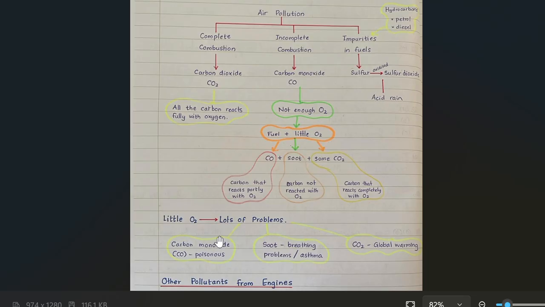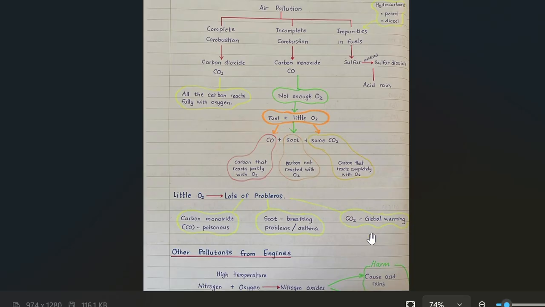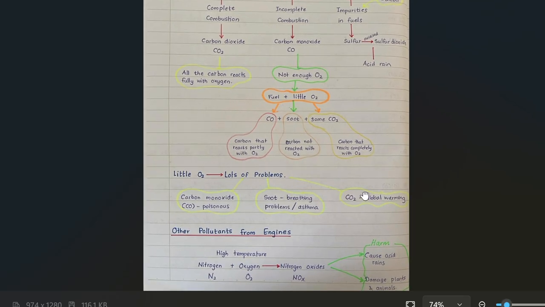So when there's little oxygen, there are going to be lots of problems, right? What are the problems? Carbon monoxide is poisonous. Then we have soot, which causes breathing problems or asthma. Then the carbon dioxide, although it has completely reacted with oxygen, causes global warming, right? So there are so many issues that come with this.